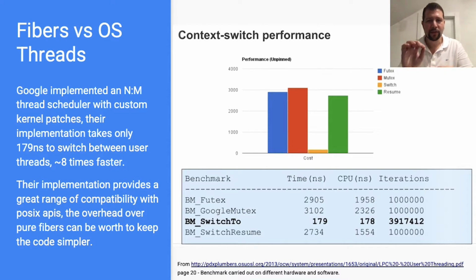The huge advantage of this approach that really makes the overhead worth it, I think, is that it's compatible with the existing POSIX APIs and tools. So if you use ps to list the threads, you will actually be able to list the user threads implemented with this set of custom kernel patches. So it provides quite some benefit.